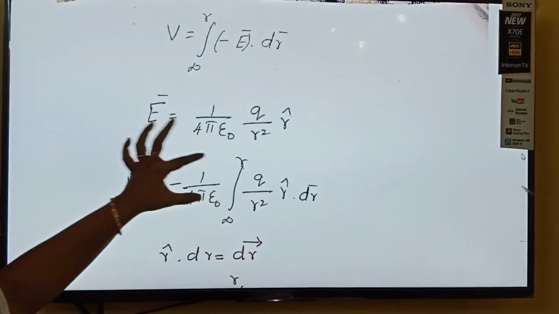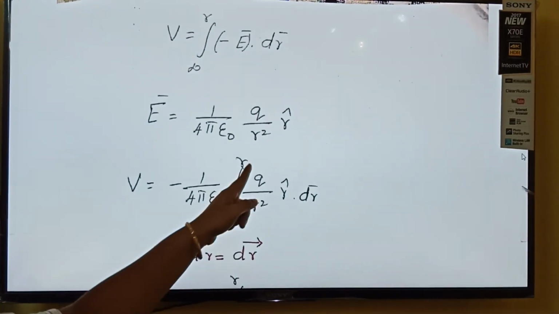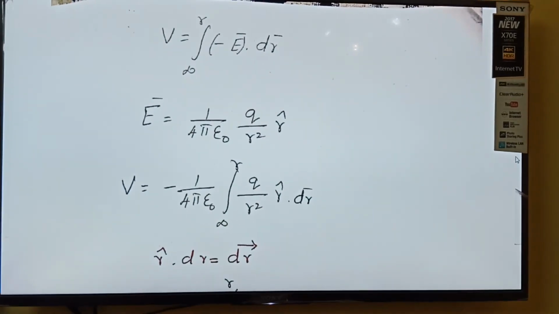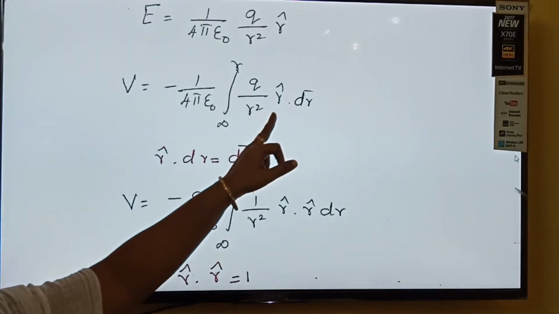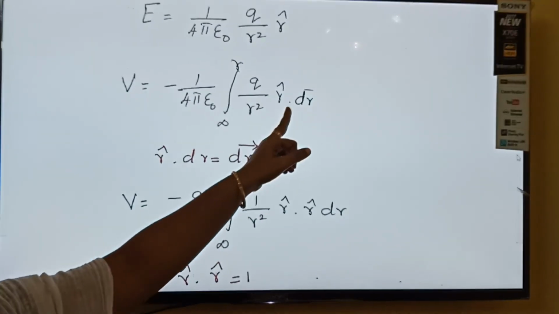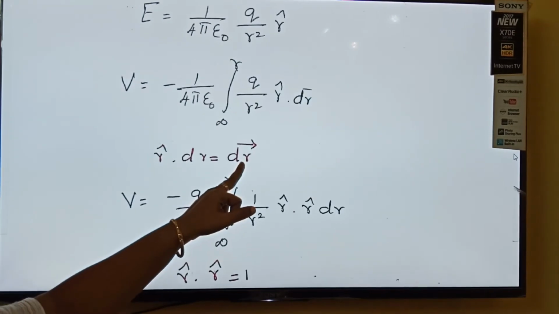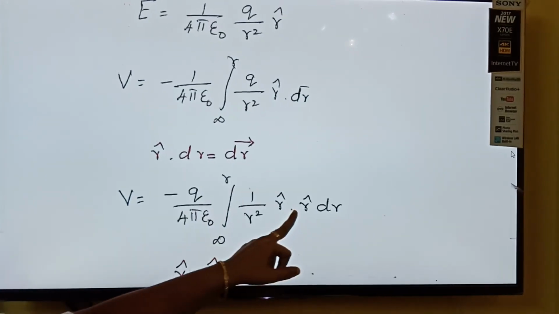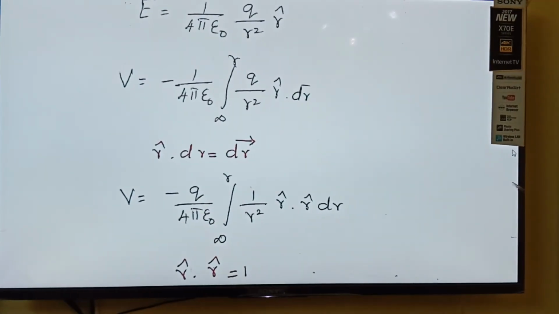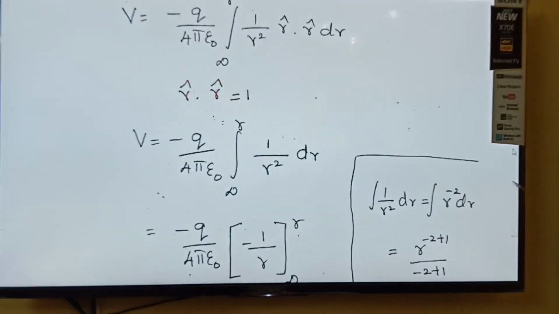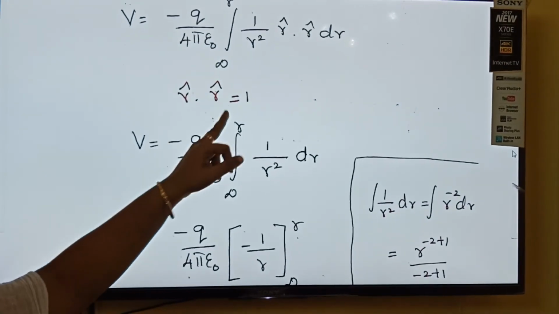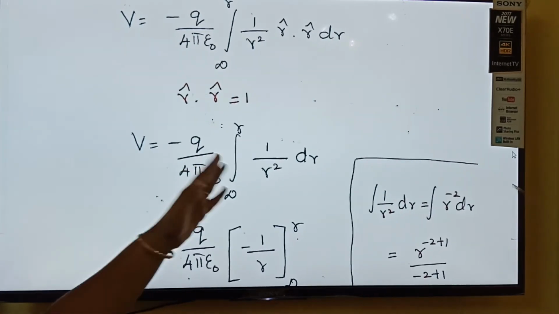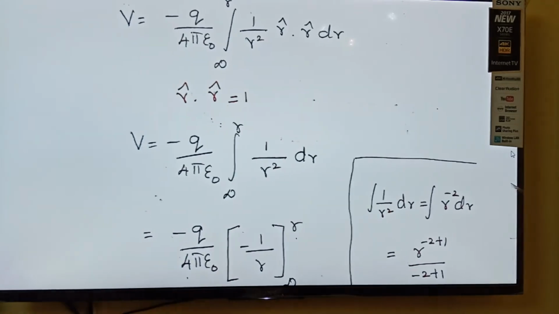We take the 1 by 4 pi epsilon naught outside, and the remaining is Q by r square into r cap dot dr vector. Now instead of this dr vector, this can be written as r cap dot dr. We already know that when you take the dot product of two unit vectors, r cap dot r cap is equal to 1, and the remaining is just 1 by r square into dr.